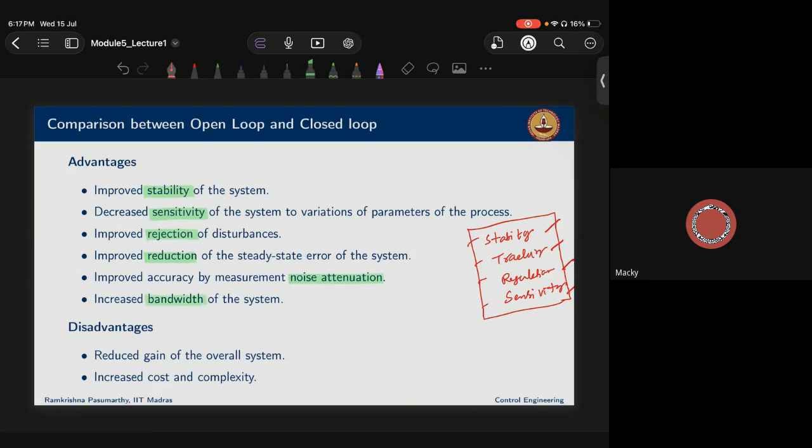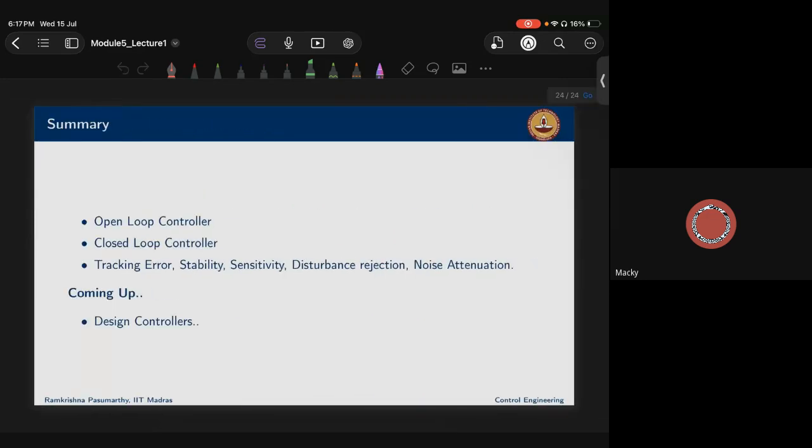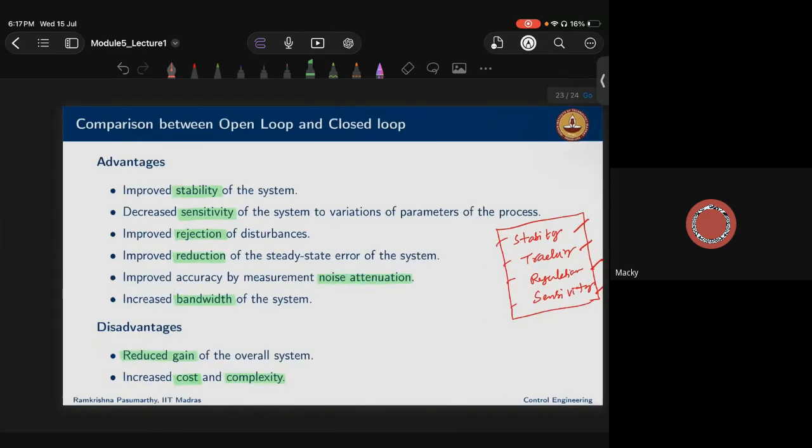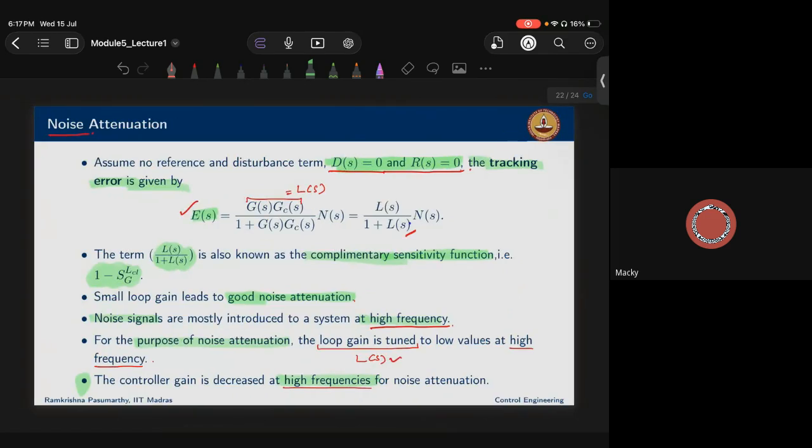The only disadvantages are that we are reducing the gain of the system, which is the basic behavior of the plant. Also, since we have to take the feedback and so on, the complexity increases and the cost also increases. These are the major comparisons between open loop and closed loop. Clear? Any queries in this? Anywhere? Any queries?